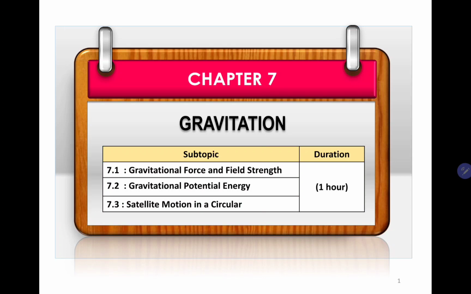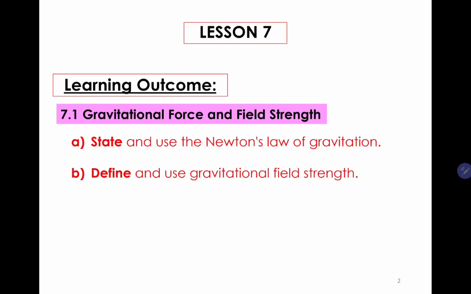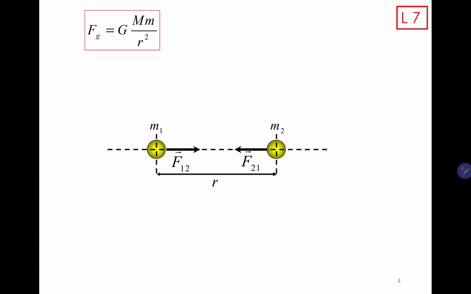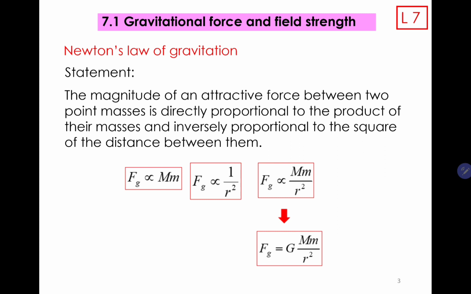So as usual, we start with the definition. For the first subtopic, students should be able to state and use Newton's law of gravitation, and also define and use gravitational field strength. So what is the definition of gravitation? According to Newton's law of gravitation, the magnitude of an attractive force between 2 point masses is directly proportional to the product of their masses and inversely proportional to the square of the distance between them.